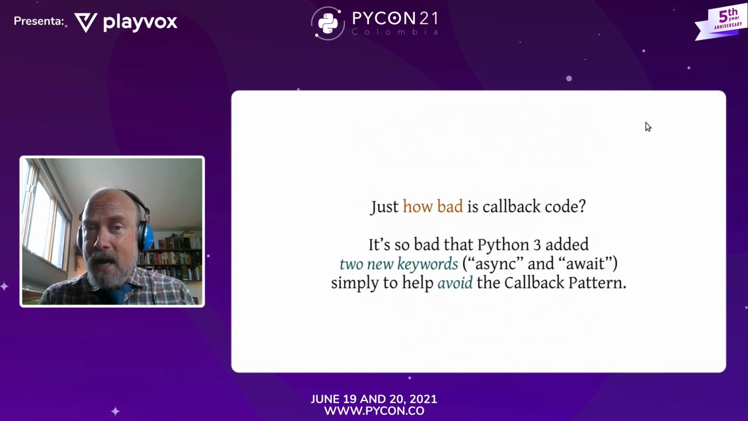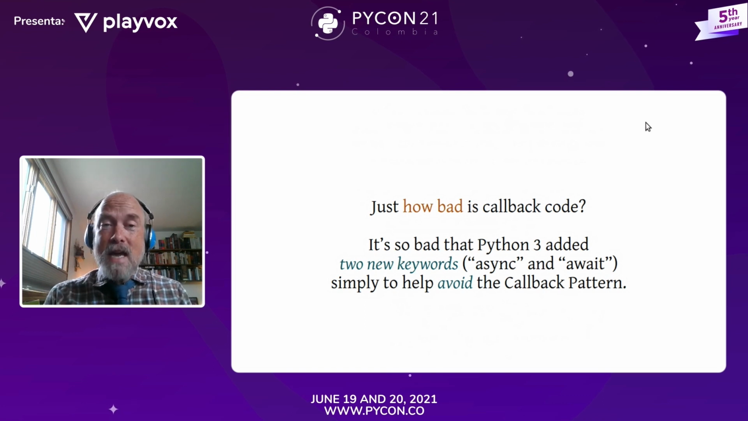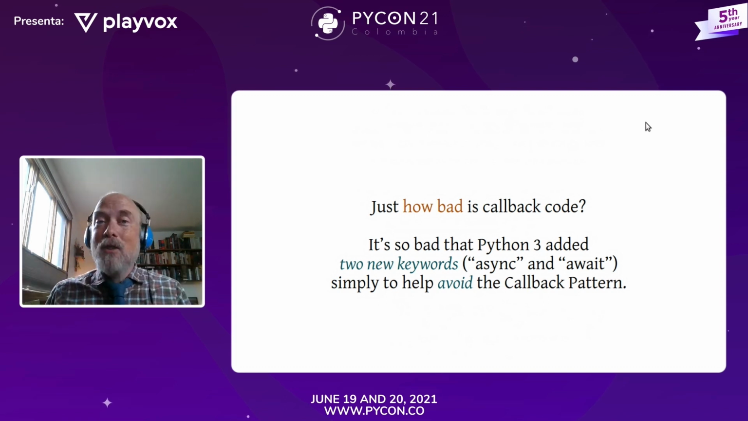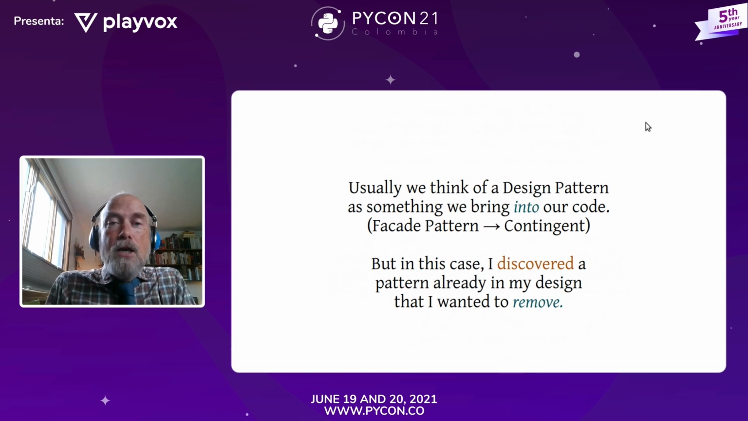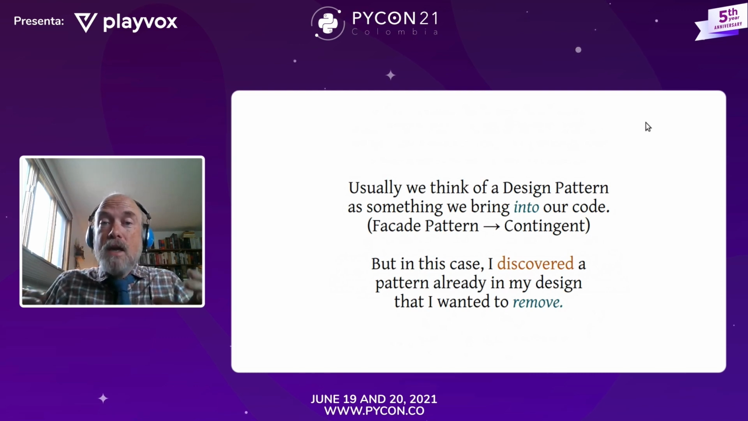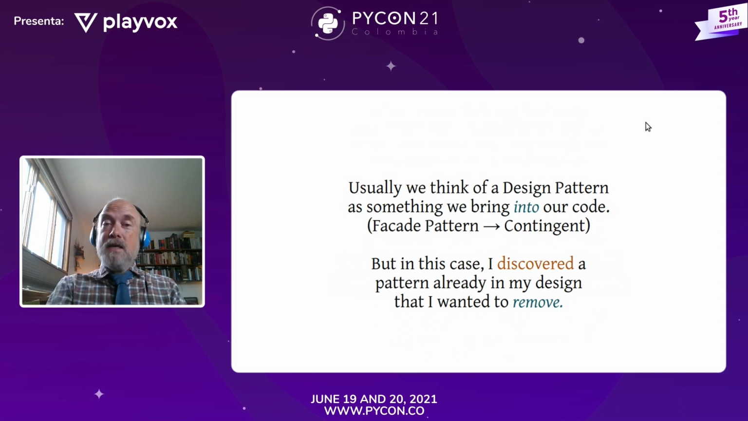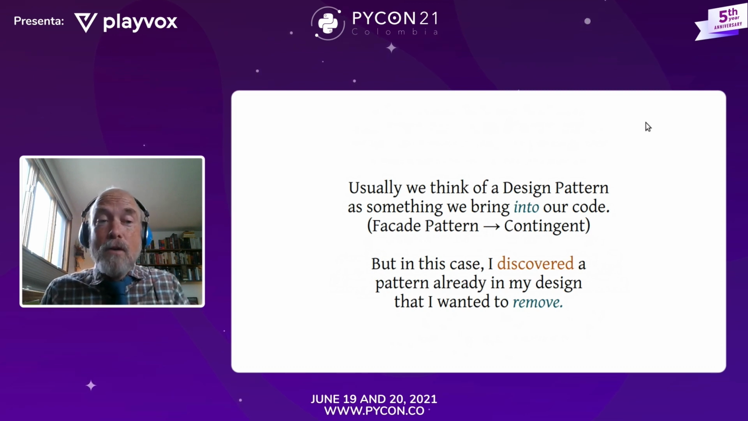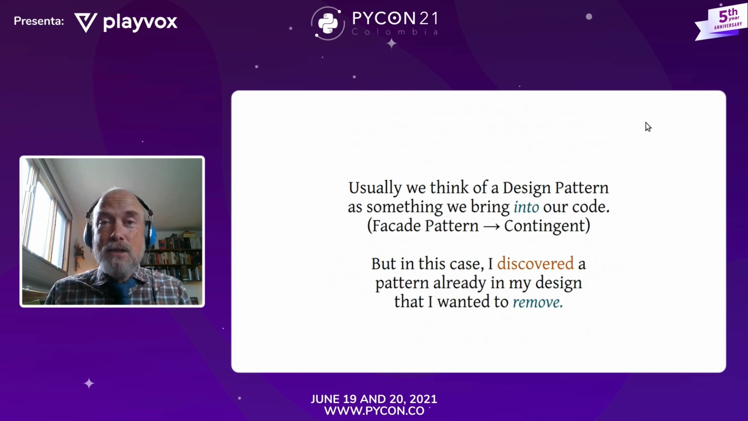Just how bad is callback code? It's so bad that Python 3 added 2 new keywords. Python is pretty sparing with its keywords, simply to help avoid the callback pattern. Usually we think of a design pattern as something we bring into our code. Oh look, I can bring the facade pattern into Contingent. But in this case, I discovered a pattern already in my early design that I wanted to remove. It was already there, I recognized it, and want to ask, how can I remove it?